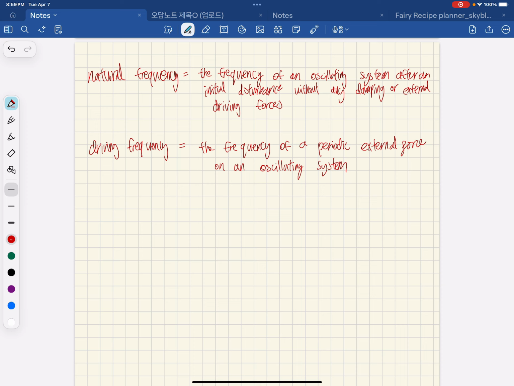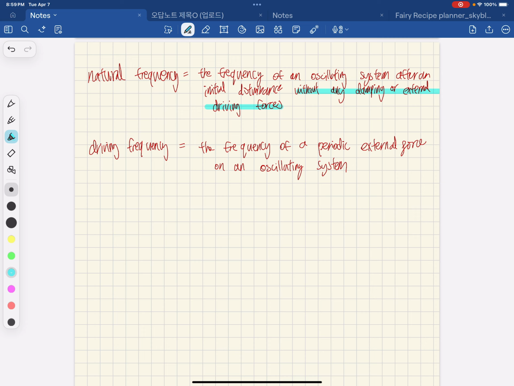First is the natural frequency, and it's the frequency of an oscillating system after an initial disturbance without any damping or external driving forces. So that's the frequency that a system basically likes to settle on if there was no damping or no external driving forces.